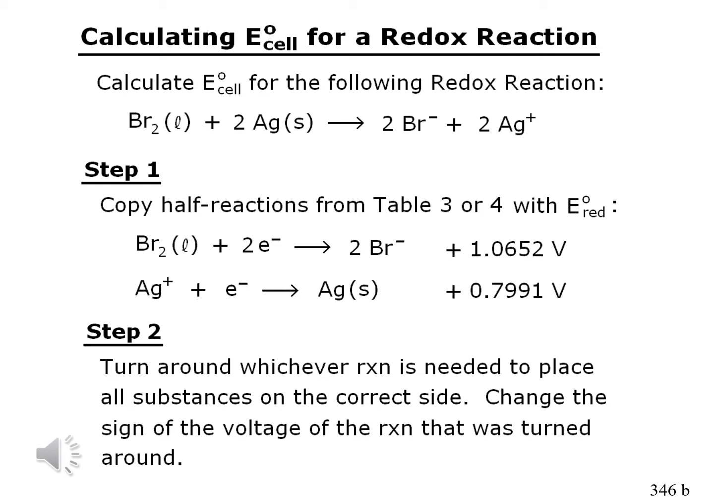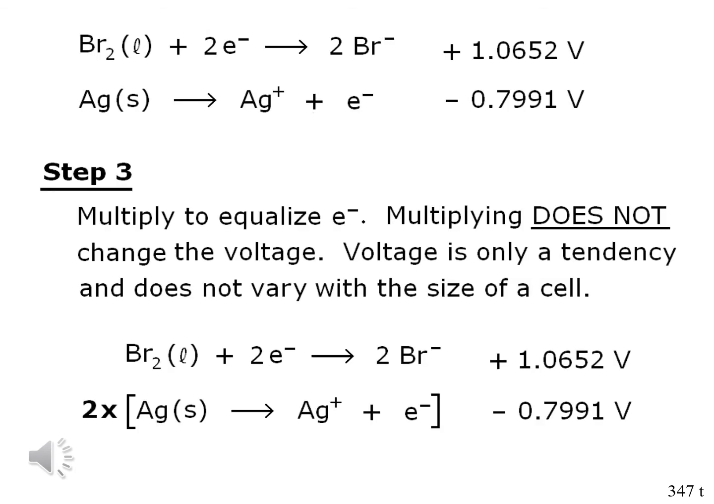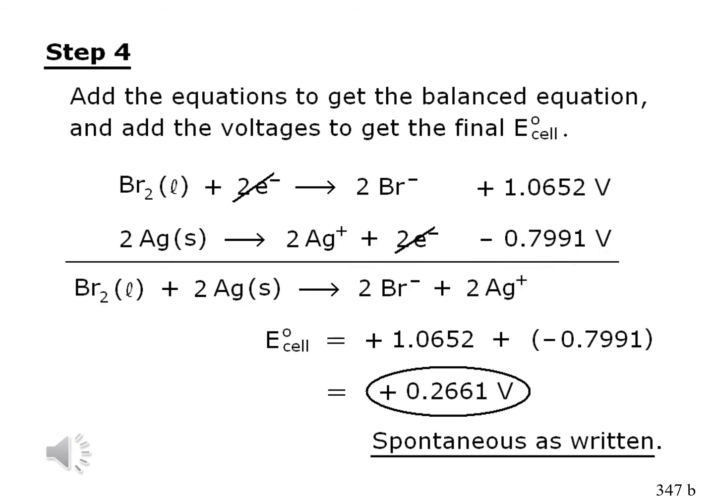And when you're balancing, if you want to try to find the voltage, you have to turn one of them around. You turn the one around that keeps everything on the same side. And when you multiply by a factor to equalize the electrons, you do not multiply the voltage. And then when you add the two half reactions, you can add the voltages and you get the voltage of the complete reaction. Since the E is positive, it's spontaneous.